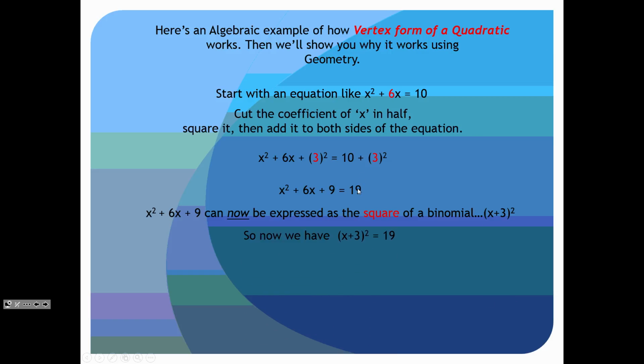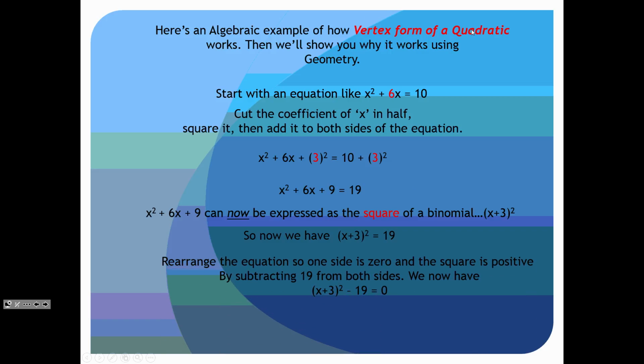So this is what we have. The 19 is still on the right-hand side. We factored the x squared plus 6x plus 9, left the 19 alone. Now we're getting into vertex form. So we have to rearrange the equation so one side is 0 and the square is positive. So we're not going to move this. We're going to subtract the 19. Now we have x plus 3 quantity squared minus 19 equals 0. This is vertex form. It tells us a lot about what's happening to the parabola.